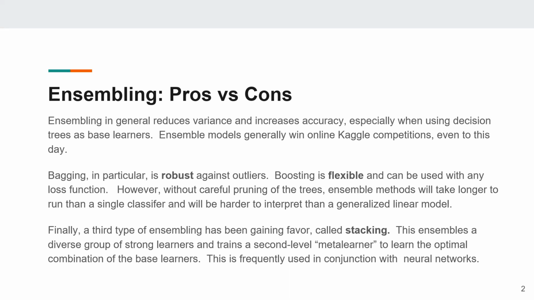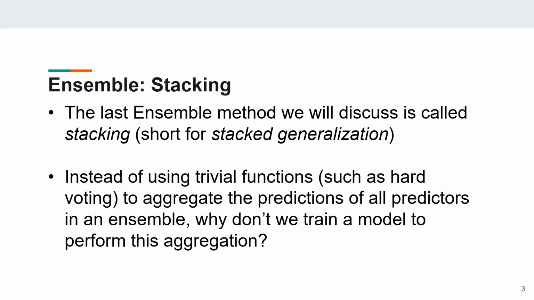Finally, a third type of ensemble has been gaining favor that's called stacking. This ensembles a diverse group of strong learners and trains a second level meta-learner to learn the optimal combination of the base learners. This is frequently used in conjunction with neural networks. So let's look at what exactly is stacking. It's also called stacked generalization.